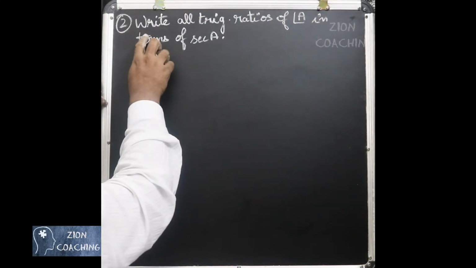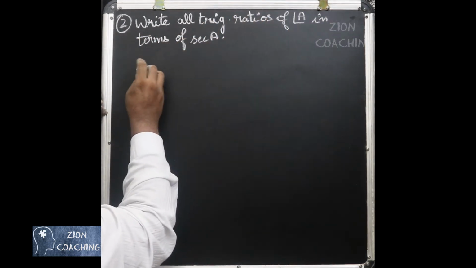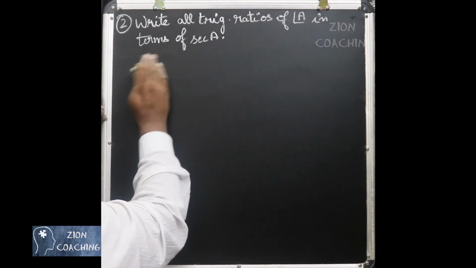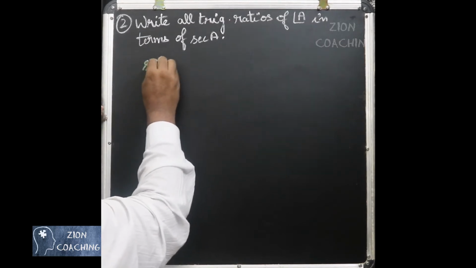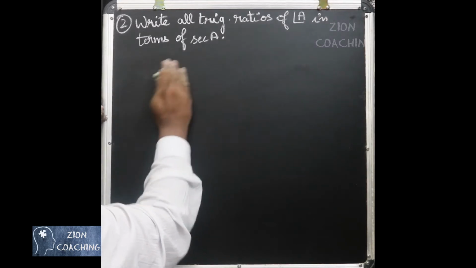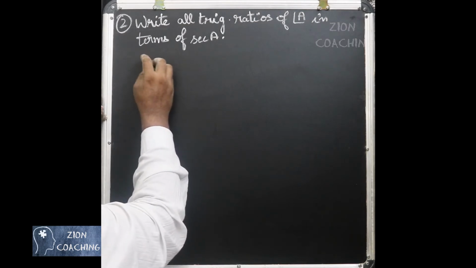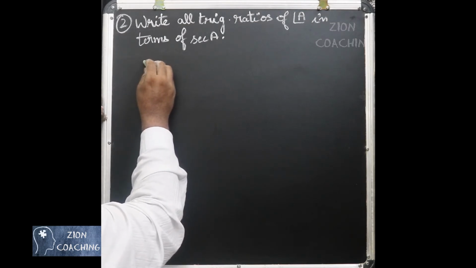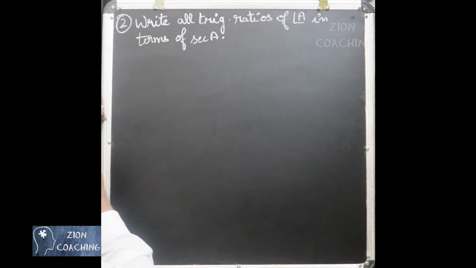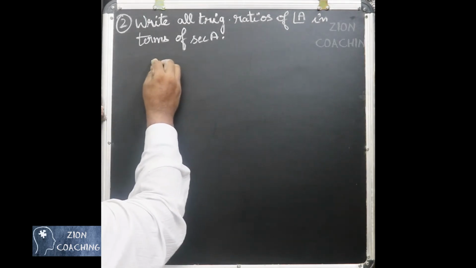Now we are going to write all the trigonometric ratios of angle A in terms of secant A. You know that sine is the inverse of cosecant. So we have the relationship between sine and cosecant. That is, cosecant is the inverse of sine and sine is the inverse of cosecant. Now first we will try to find cos A.